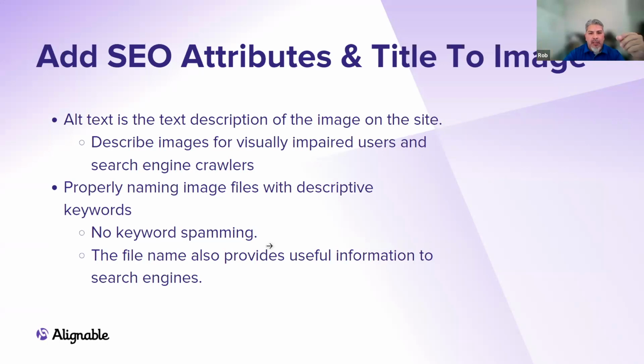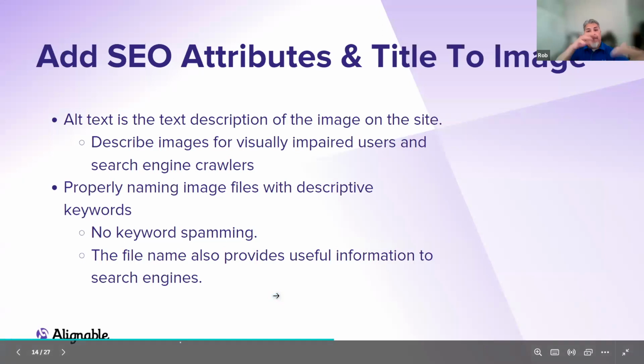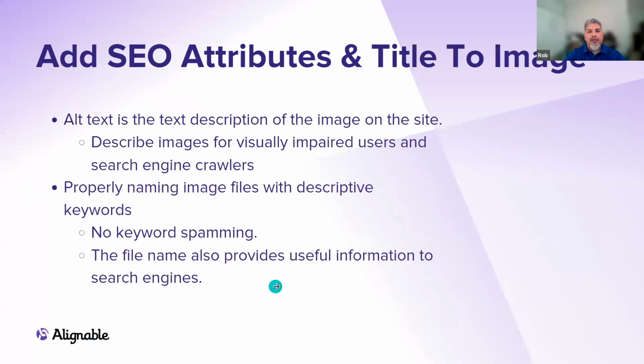It doesn't use your keyword. It doesn't use anything. And on the flip side of that, some people do know about this, and then they use the keyword over and over and over. And you don't do that. Just name it, this is what it is. It's almost like using an alt text, right? So that's why we have these bullet points here that say no keyword spamming. Just use the keyword, or even an ancillary word that is highly relevant, because you don't want to use the same keyword every time. The file name also provides useful information to search engines, right? So that's why that's important.